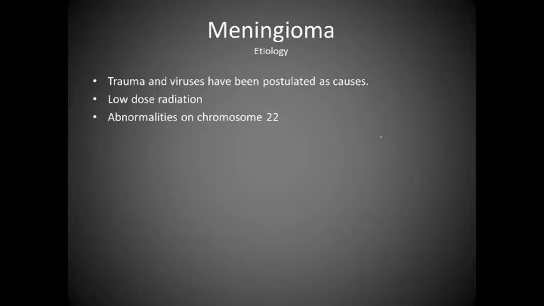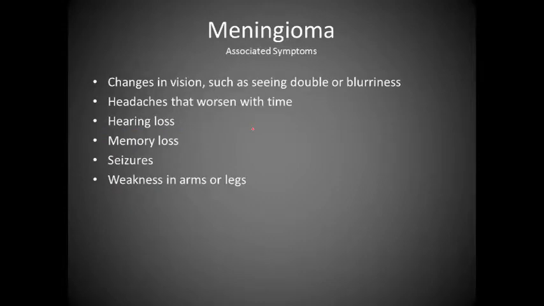Meningiomas are thought to arise from trauma and/or viruses that have been postulated. Low-dose radiation could potentially be a cause of meningioma as well. However, one of the most prominent causes is abnormalities on chromosome 22. So that's something you want to keep in mind. Abnormalities on chromosome 22 are probably the most distinguishable cause of meningiomas.